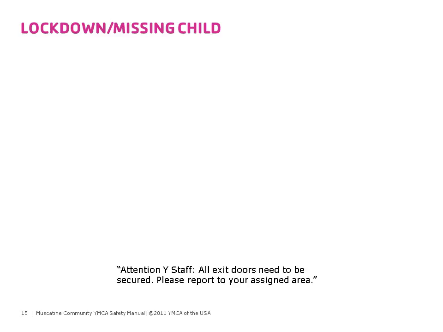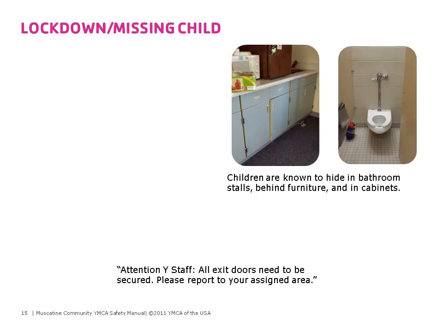Lockdown or missing child. In the event of a reported missing child, our first step is to quickly search the area where the child or person was last known to be, to determine if they are truly missing. Once it is determined we are starting lockdown procedures, staff will hear the following announcement: "Attention Y staff, all exit doors need to be secured. Please report to your assigned area."